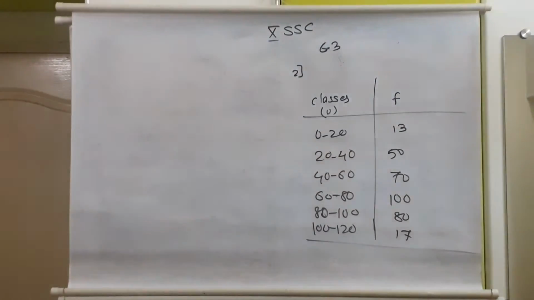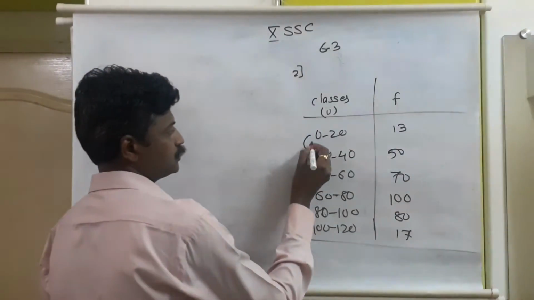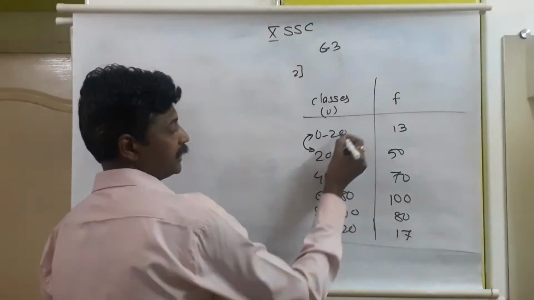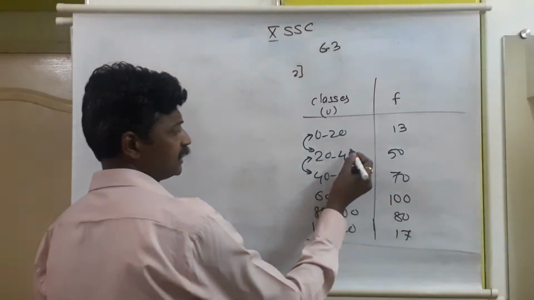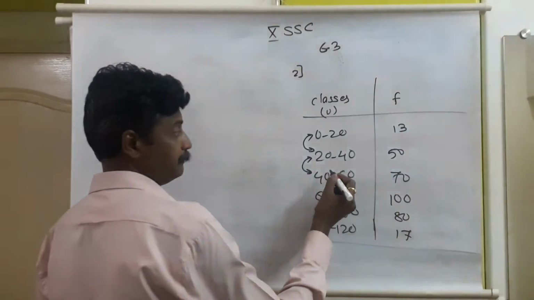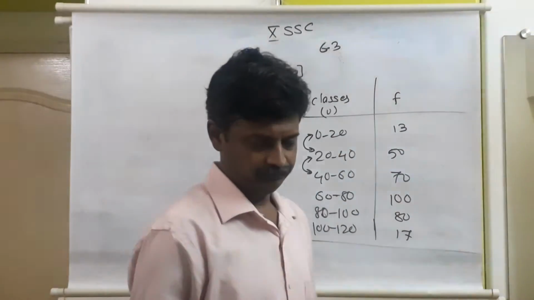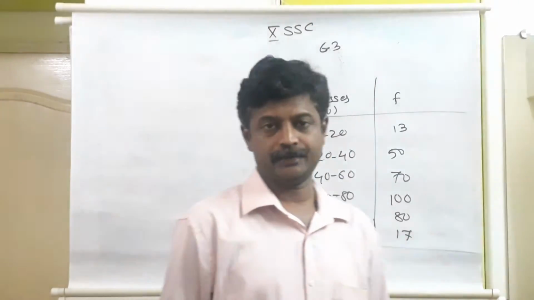First important step, classes should be continuous. As you can see, 0 to 20, 20 to 40, if we choose any two successive classes, the successive upper and lower limits are the same, which means the classes are continuous. Any two successive classes you choose, see the lower and upper limit. They are the same, so the classes are continuous, and it is not necessary to make them continuous again.